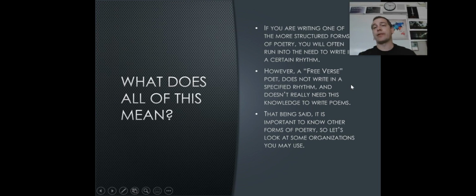And so once again, I want to reiterate. If you're writing one of the more structured forms of poetry, you're going to run into the need to write a certain rhythm. If you are very interested in writing rap or lyrics and the rhythm of what you are writing is important to you, then this is something that could be extremely helpful. However, a free verse poet does not need a specified rhythm and really doesn't need this knowledge to write poems. They will write their poems without ever thinking about rhythm or meter, right? Or even rhyme.